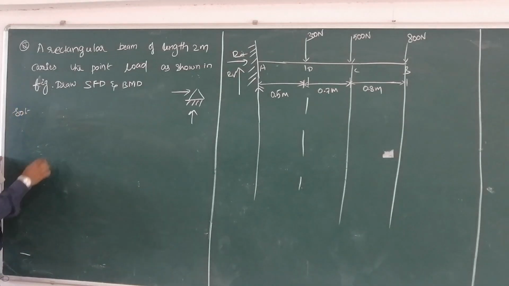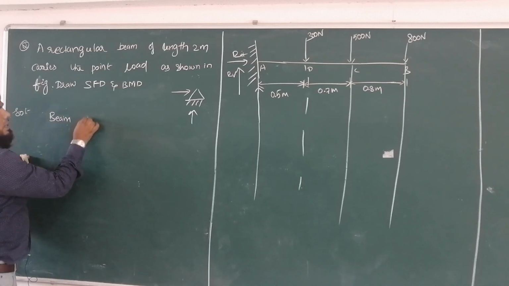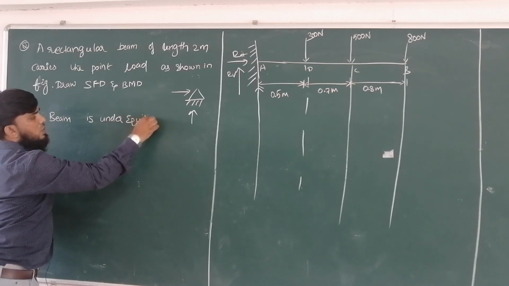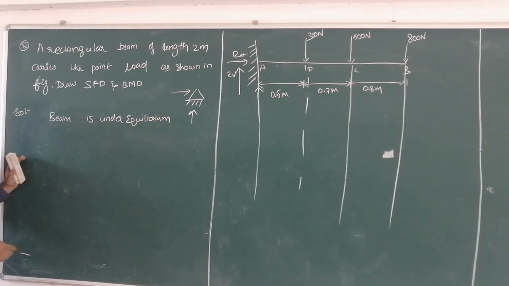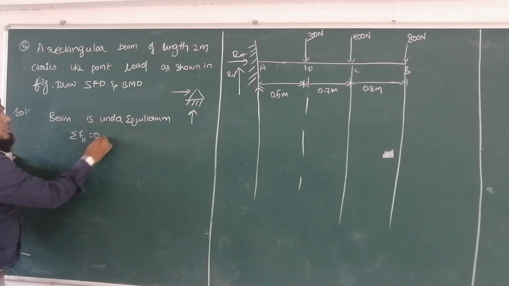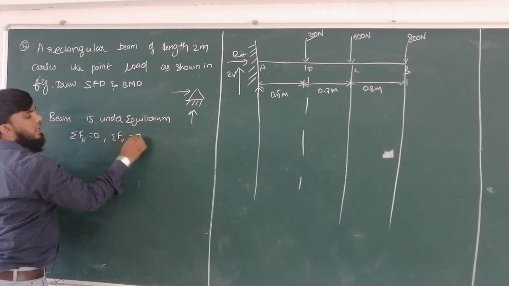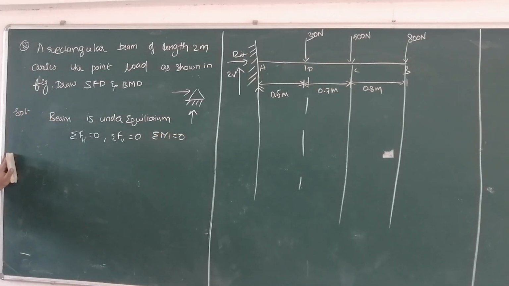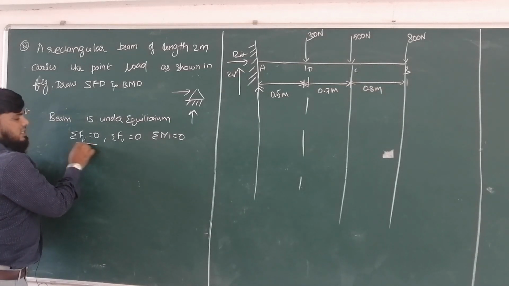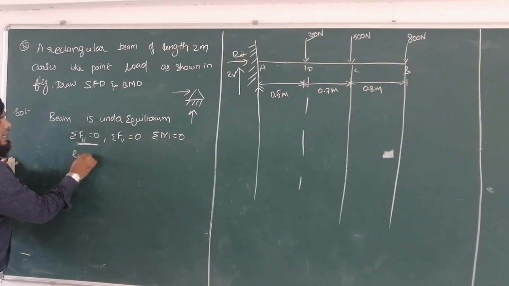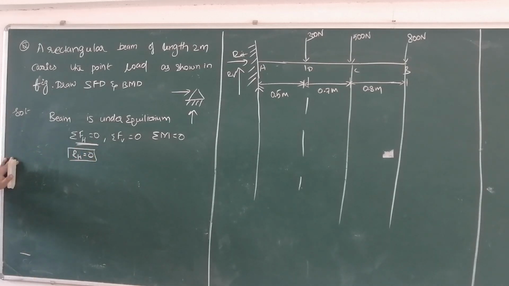When we are trying to solve this type of problem, the first thing to consider is an assumption that the beam is under equilibrium. The equilibrium condition means you take three equations, which you have studied in engineering mechanics: summation of horizontal force equal to 0, summation of vertical forces equal to 0, summation of moment equal to 0. But there are no horizontal forces, hence we will not consider this. Even if we consider it, RH will directly become 0.